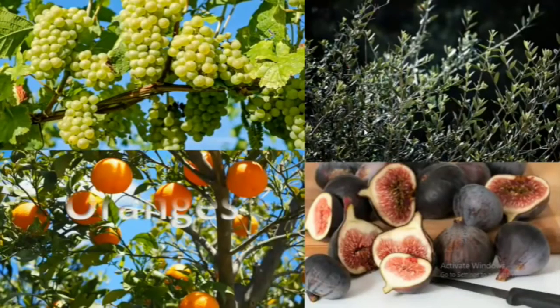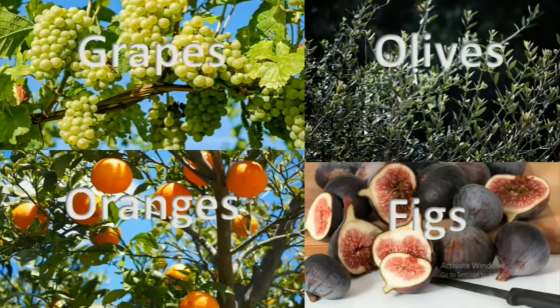Citrus fruits such as orange, figs, olives and grapes are commonly cultivated here because people have removed the natural vegetation in order to cultivate what they want to. There isn't much wildlife here.